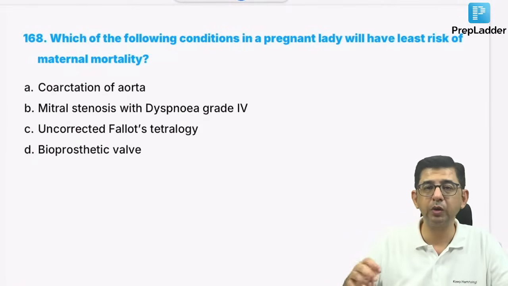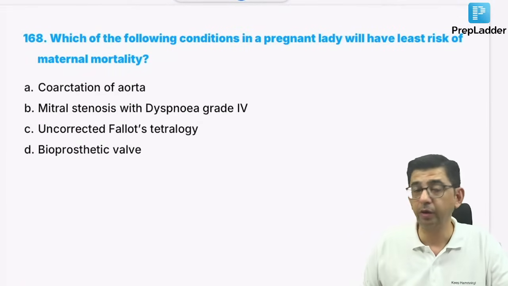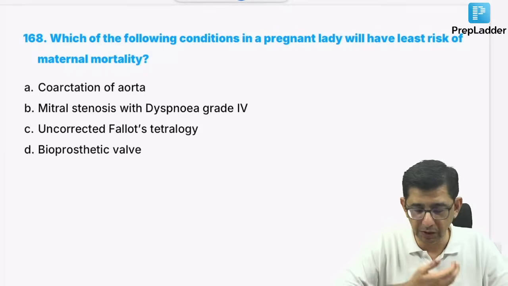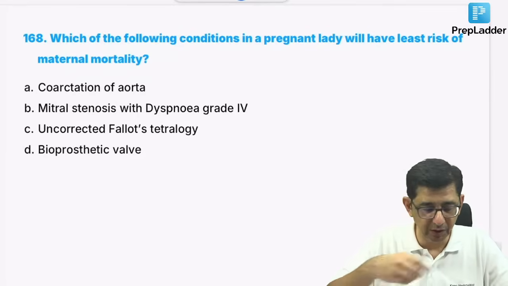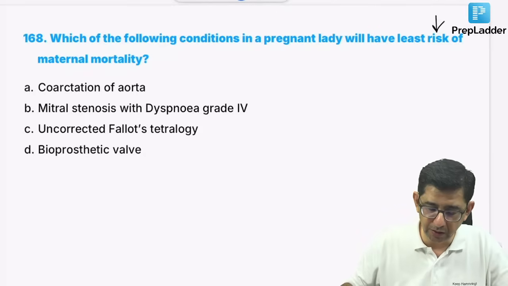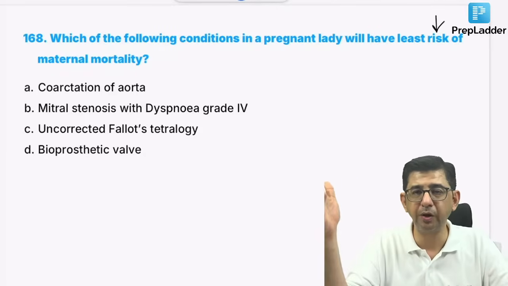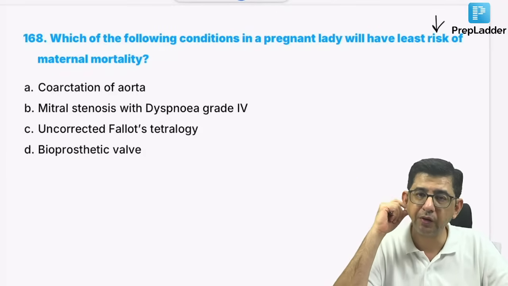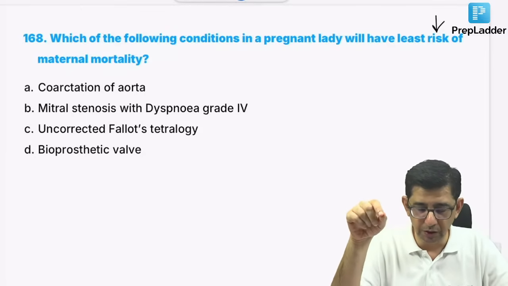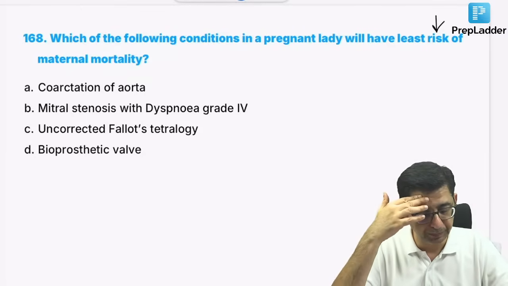Okay, so the WHO table of cardiac mortality with respect to pregnancy is what is being discussed in this question. Which condition will have the least risk of maternal mortality here? The question is not on the highest risk. I understand highest risk is with pulmonary artery hypertension and aortic stenosis, but at the moment the question is with respect to least risk of maternal mortality.